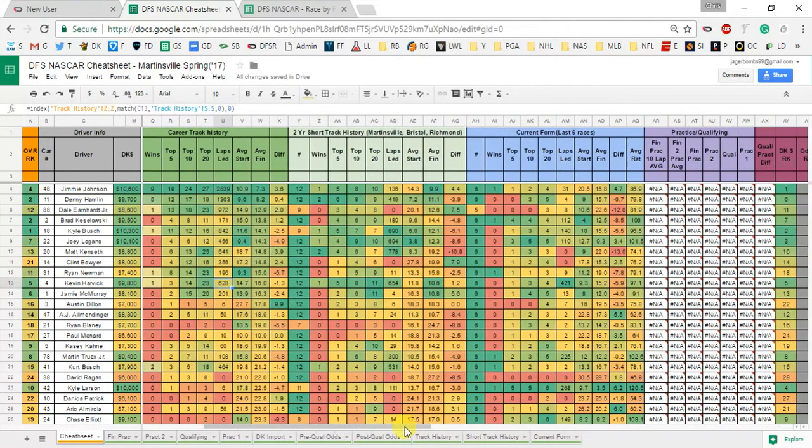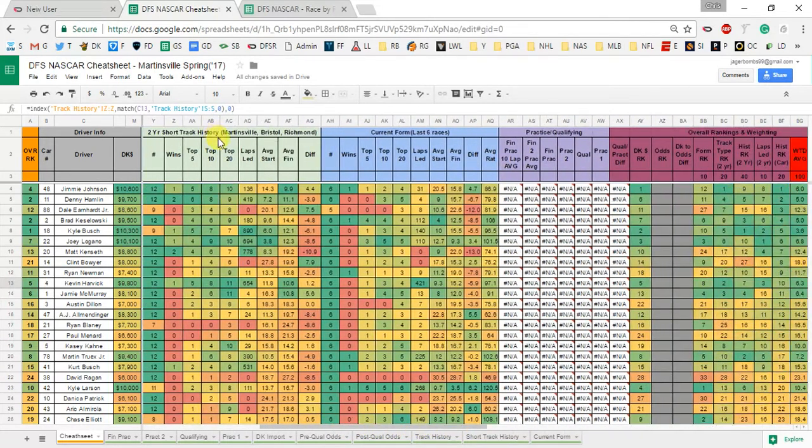Looking at the short track, I'm not going to be weighing the two-year short track history that much this week, because Martinsville, Bristol, and Richmond are all short tracks, but they're all different. Martinsville is around 12 degrees of banking, a flat track shaped like a paperclip. Bristol has around 24 degrees of banking, so it is the same length as Martinsville, but a lot more banking.